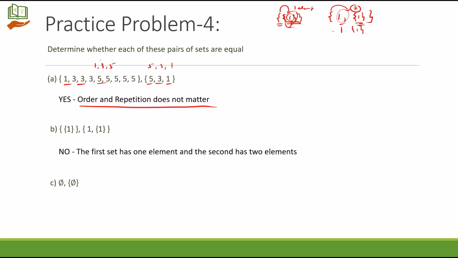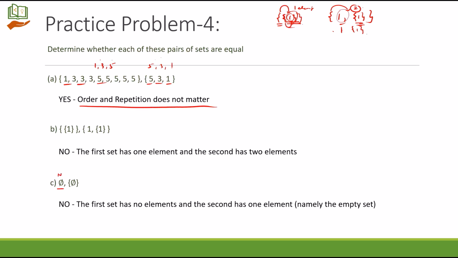What about the third one? Here also they are not equal because this is just null and this is set with null, or set with empty set. The first set has no elements and the second set has one element, so both are not equal. So usually repetition does not matter when you take sets. Only the distinct elements will be considered for sets.